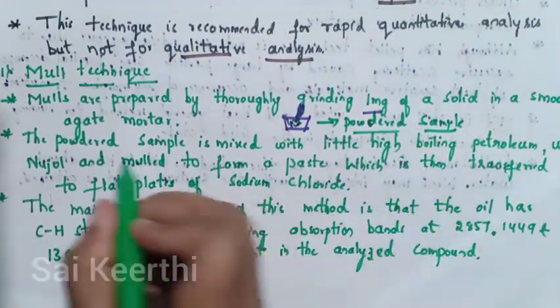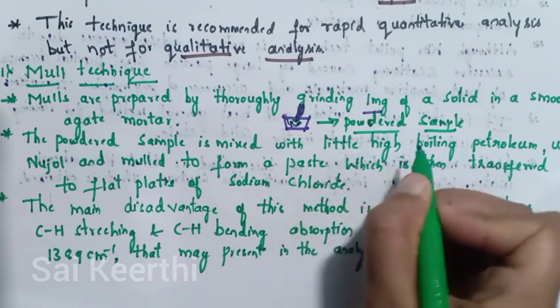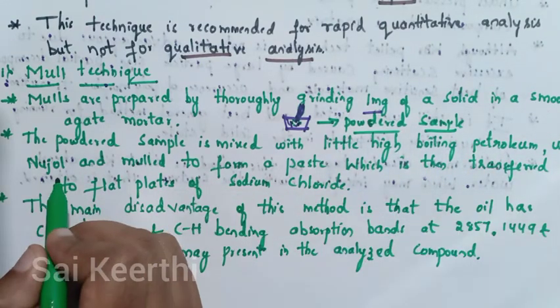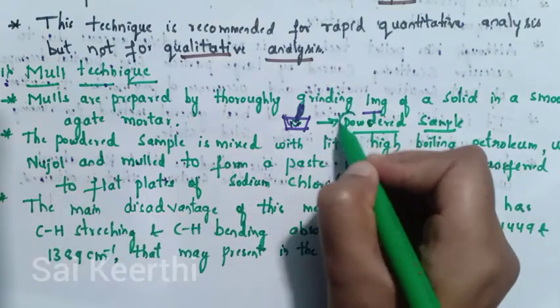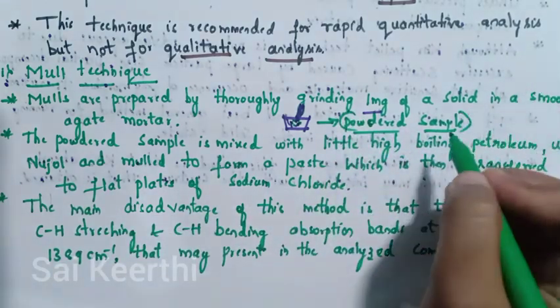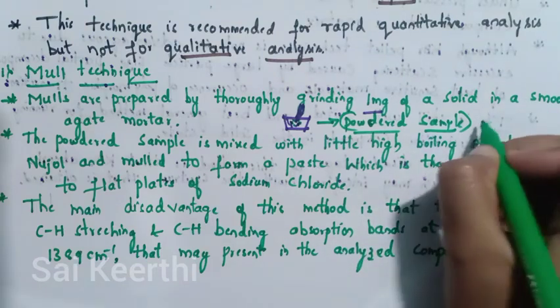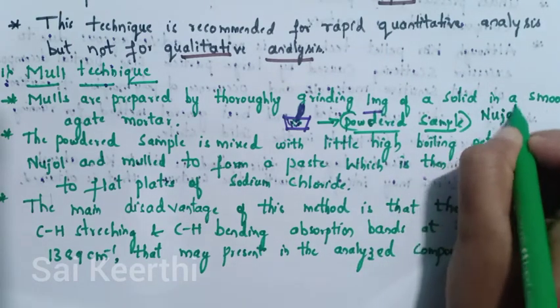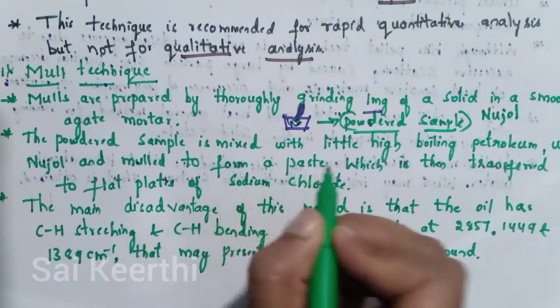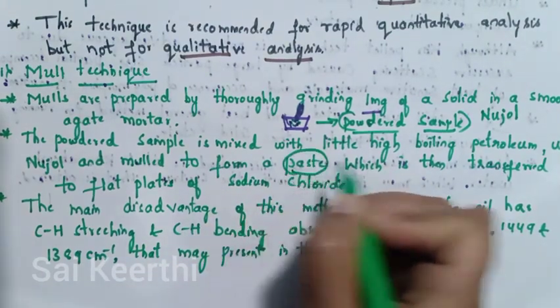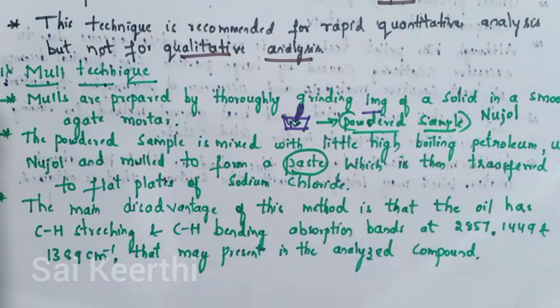Then this powder sample is mixed with a little high boiling petroleum, usually Nujol. So we have obtained a powdered sample. To this powder sample we have to add a little high boiling petroleum, which is Nujol, and it is mulled to form a paste. Then we will get the paste of this Nujol and the powdered sample.